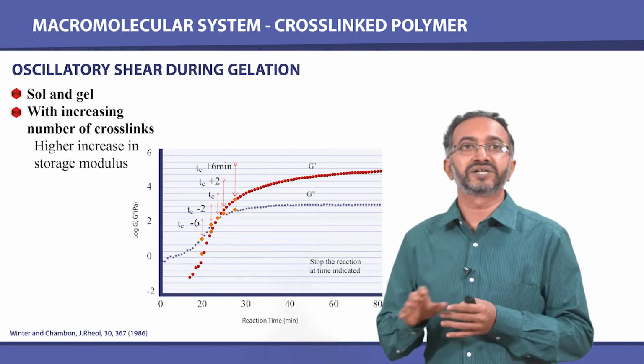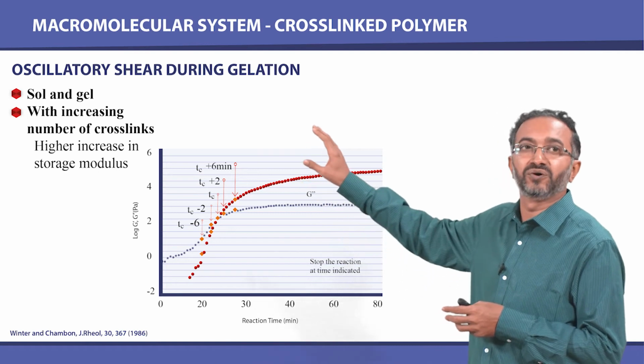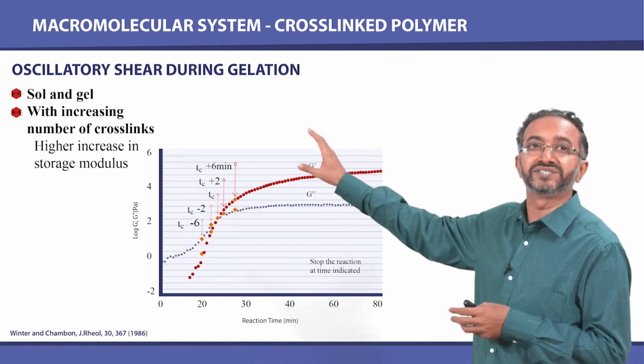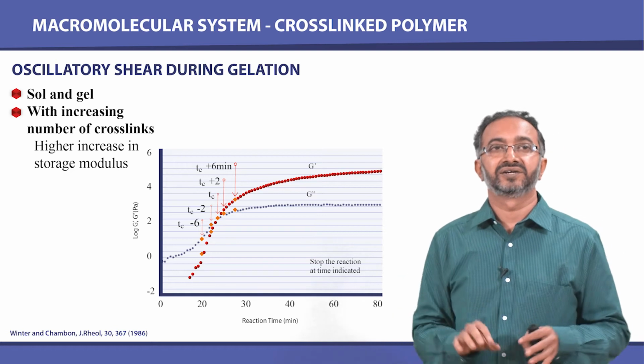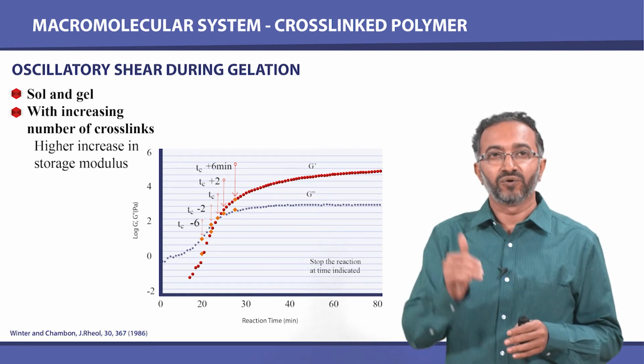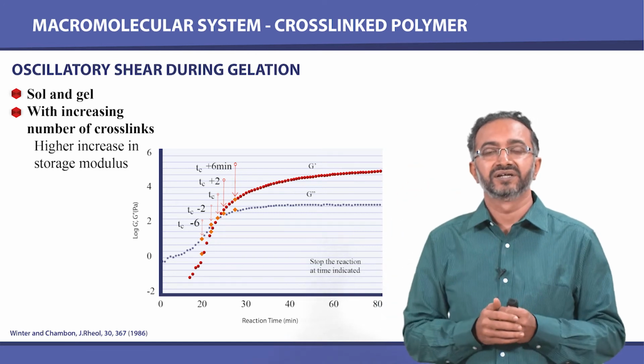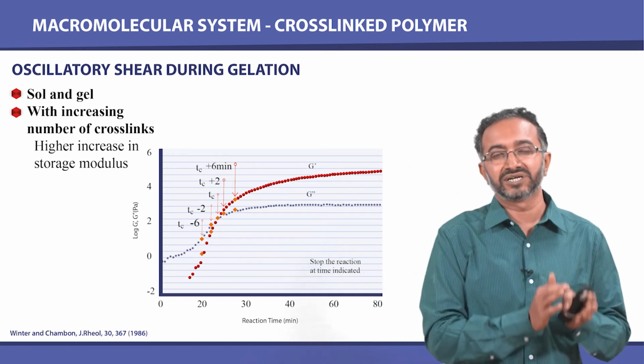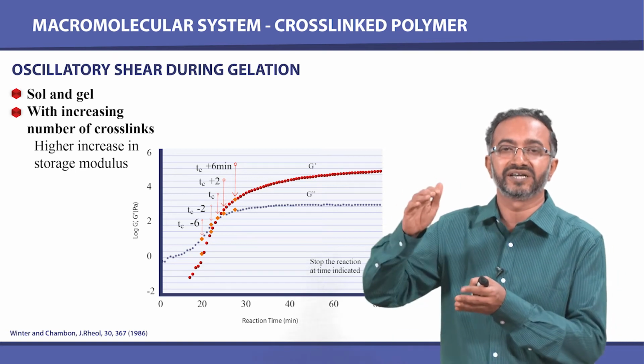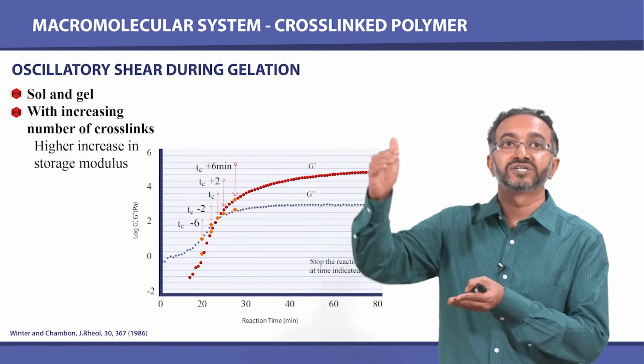So, in this graph for example, it is also shown that if you were to freeze the reaction at different times, let us say 2 or 4, on both sides of the gel point, then you would see that you have frozen the material in the sol state or you have frozen the material in the gel state, beyond the gel point.